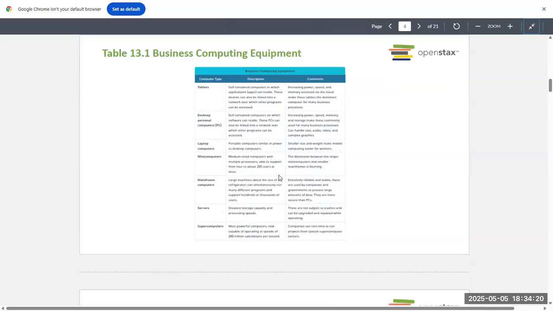I think everybody is familiar with the different equipment that's there. Y'all know what a tablet is, you know what a personal desktop is, right? I know you use laptops all the time, but this is a desktop. And laptops, obviously, and mini computers, the smaller ones.